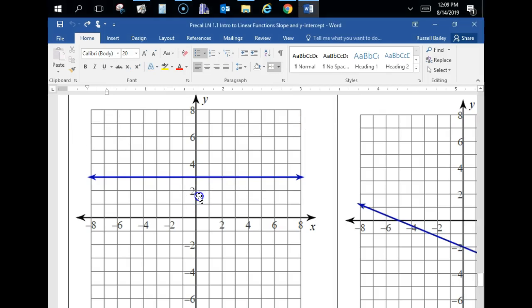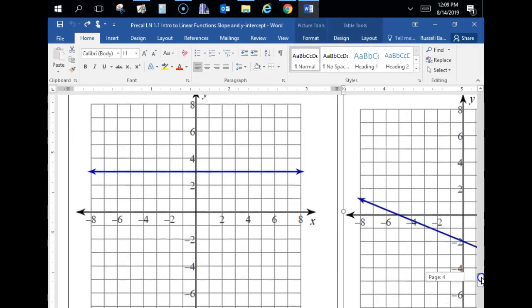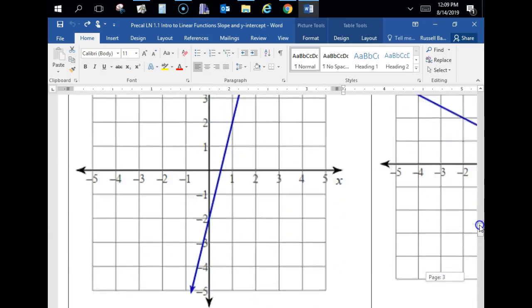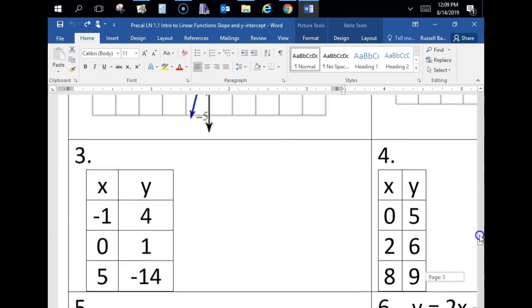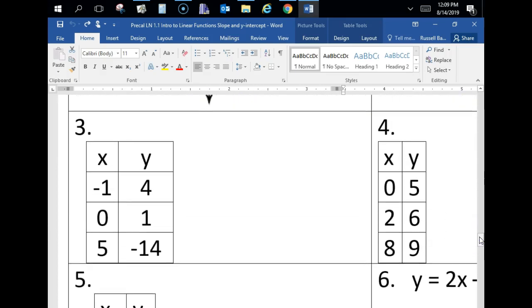All right, so we'll stop there with that. I want to talk about tables a little bit before we call it a day. So let's take a look at number 3. Now, I think on yours, for some reason, I didn't put the y values, so you guys will have to scribble those in there somewhere.